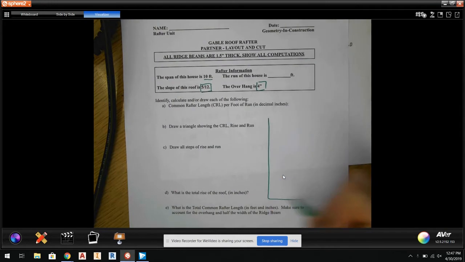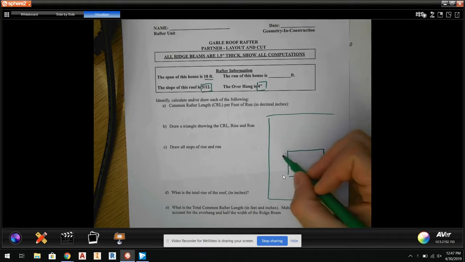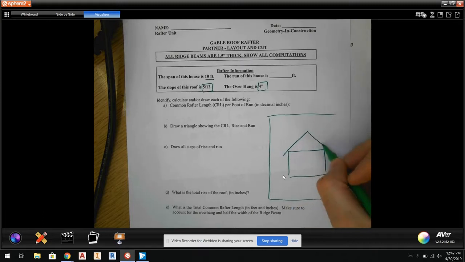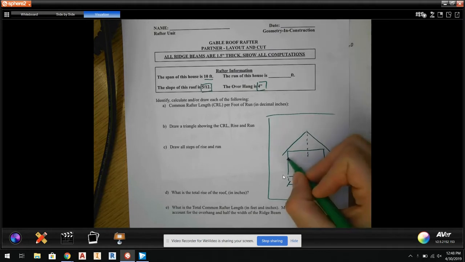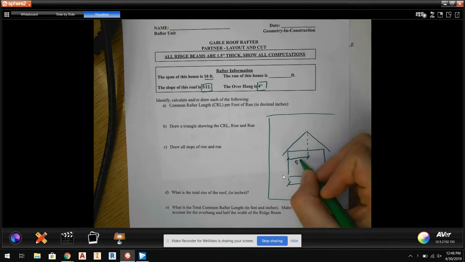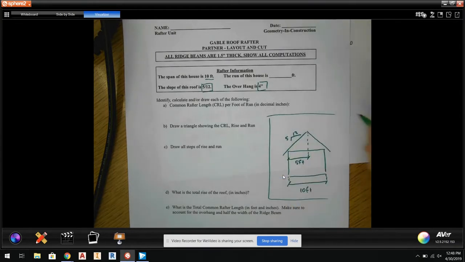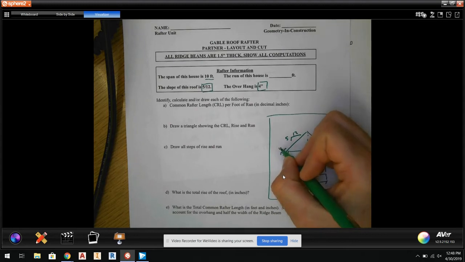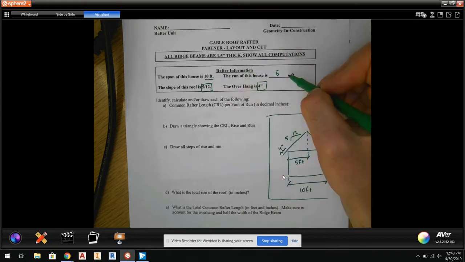So in this space, we're going to quickly draw what the house looks like. It's a gable end roof, so it has a triangular top here. The span, meaning from the outside edge to the outside edge, is 10 feet. So that means that the run from the outside edge to the center is 5 feet. This is a 5/12 pitch on the roof, and the overhang here is 4 inches. The run is always half of the span, so that's why it's 5.